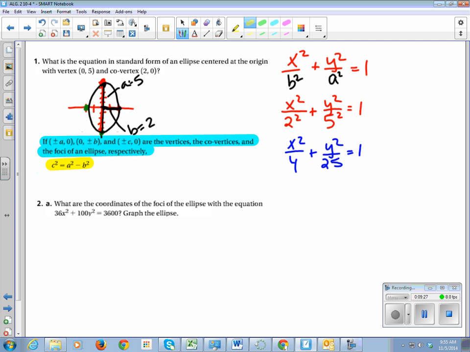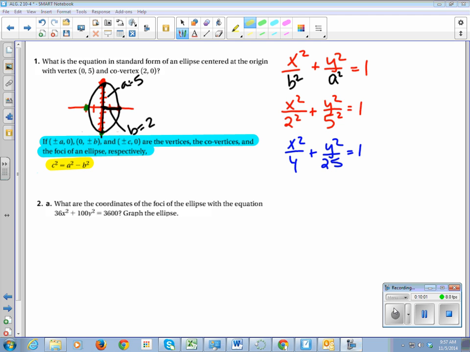So this is our link. This is how we're going to find the foci given the axes, or how we're going to find the axes given the foci. All right, so let's do this problem together. What are the coordinates of the foci of an ellipse with the equation 36x squared plus 100y squared equals 3,600? And then graph the ellipse.